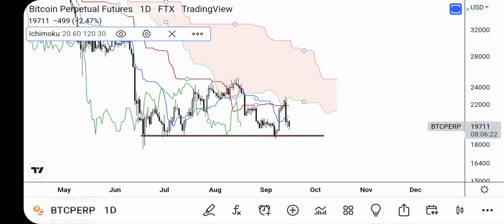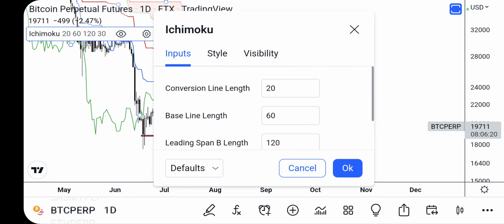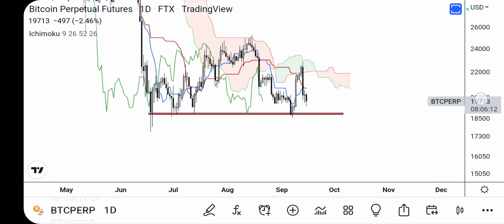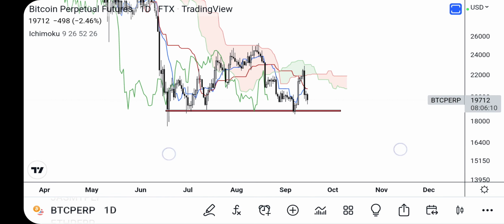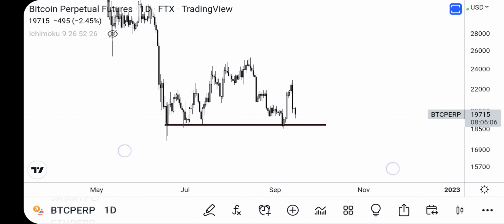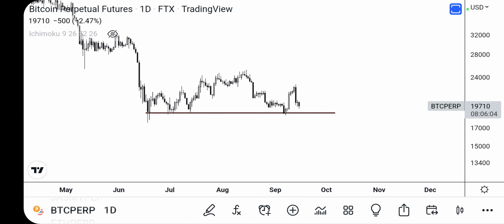Okay, so let me remove the cloud, or let me go to reset the settings. Use the double cloud, the default settings again. So everything is still bearish, so nothing has really changed. So let's just go back to this, and there are two things I'm looking at here. So I want to take my time to explain this very well. And what are those things?